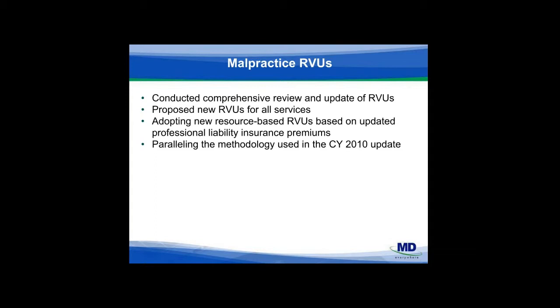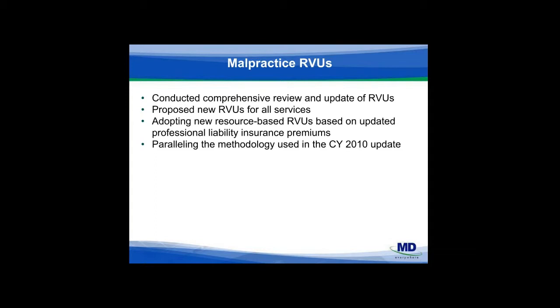In looking at malpractice RVUs, as required by law, Medicare actually will review and, if necessary, make adjustments to the malpractice RVU, and the law states that it will happen no less than every 5 years. For 2015, CMS conducted its third comprehensive review, and it has made updates to the malpractice RVUs and proposed new malpractice RVUs for all services.